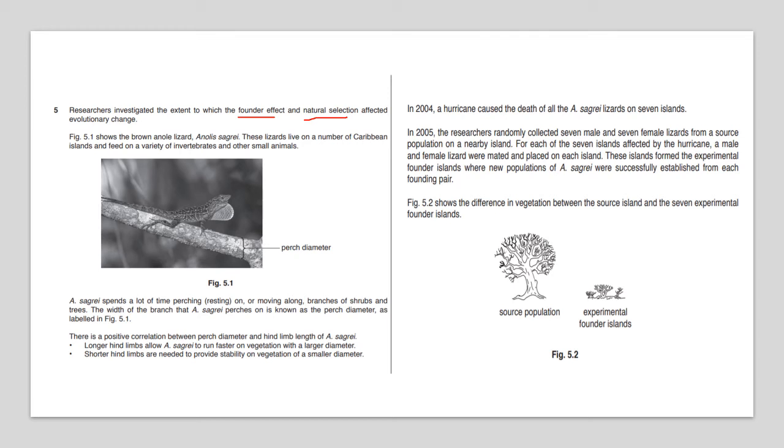In 2004, a hurricane caused the death of all the lizards on 7 islands. In 2005, the researchers randomly selected 7 male and 7 female lizards from a source population on a nearby island.